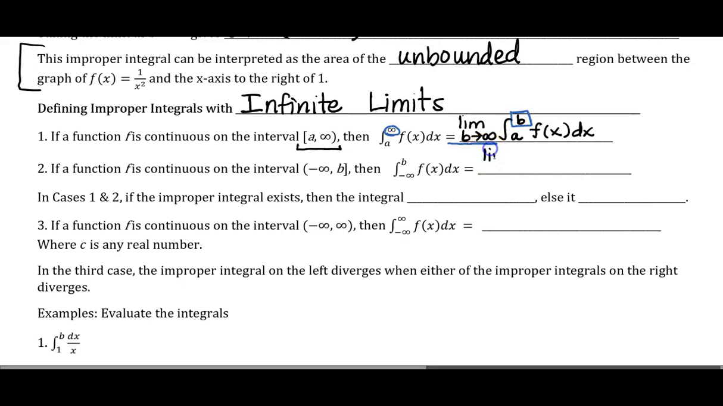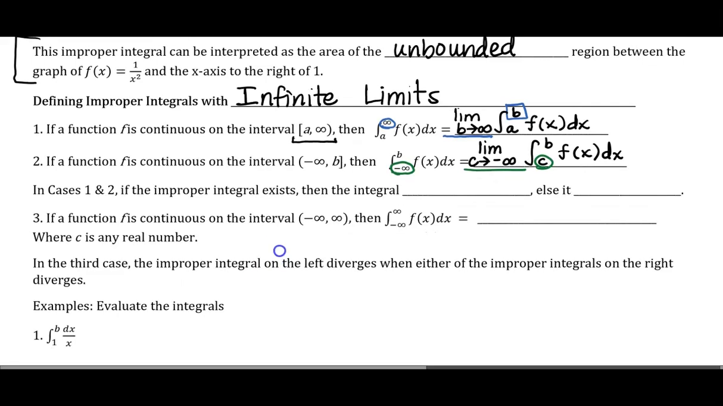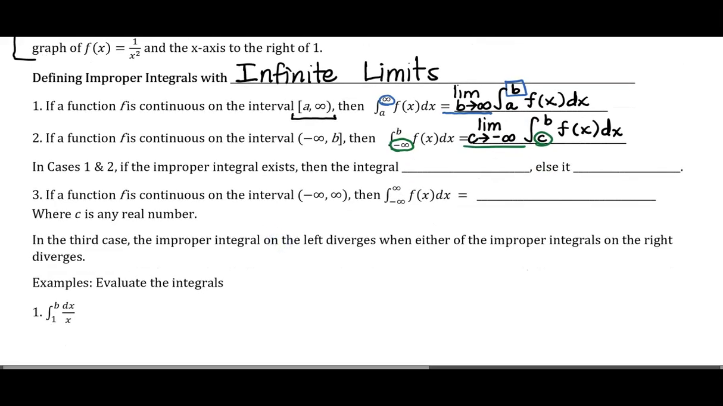Very similarly, if we had a negative infinity as a lower limit, I would introduce maybe c and let c go to negative infinity, and I would let c be the lower limit on that integral. So the difference down here is I replaced the lower limit of negative infinity with c, and I introduced a limit that sends c to negative infinity. If the improper integral exists, if we're able to get an answer, then we say that the integral converges. Else, if we do not get an answer, it diverges.